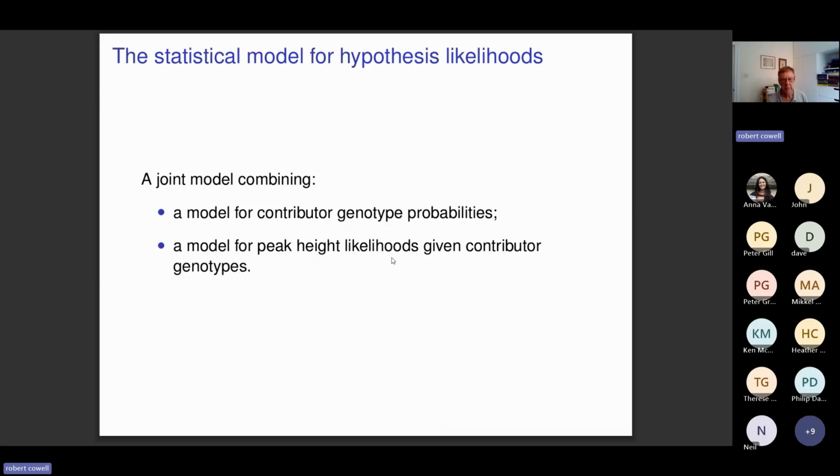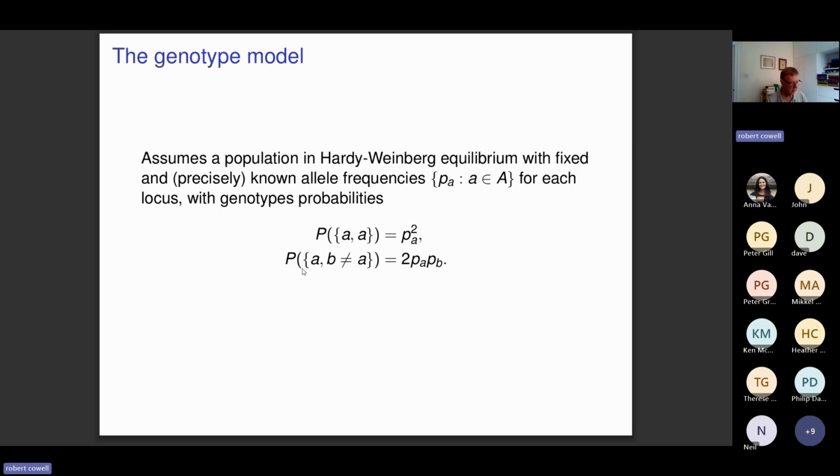So the statistical model we use for doing this is a joint model. It combines one for the genetic probabilities, the genotype of the contributors, and another for the peak height likelihoods given the genotypes of contributors. And there's a nice separation between the two. The genotype model is possibly the simplest you can have. It assumes you have a population in Hardy-Weinberg equilibrium. What this means is if you look at a single locus, you take a random person from the population, then the probability of seeing a particular genotype is one of these two forms. It's the first type if the two alleles in the genotype are the same, and it's the second type if they're not the same. The allele probabilities here, the PA, are assumed to be known and fixed for each locus.